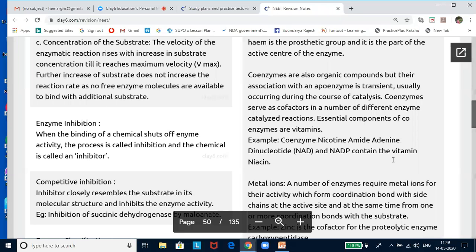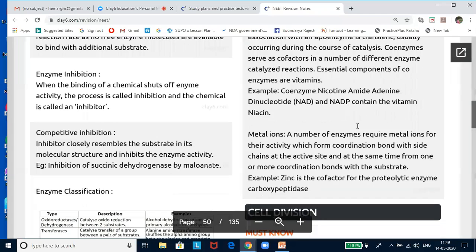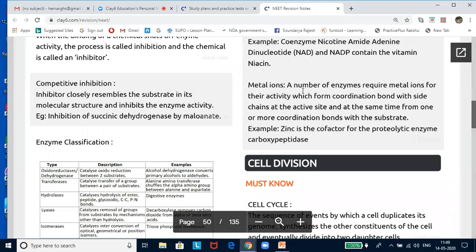Now, essential components of coenzymes are vitamins. For example, if you look at the coenzymes nicotinamide adenine dinucleotide, NAD, and nicotinamide adenine dinucleotide phosphate, NADP, the vitamin that is present is niacin.